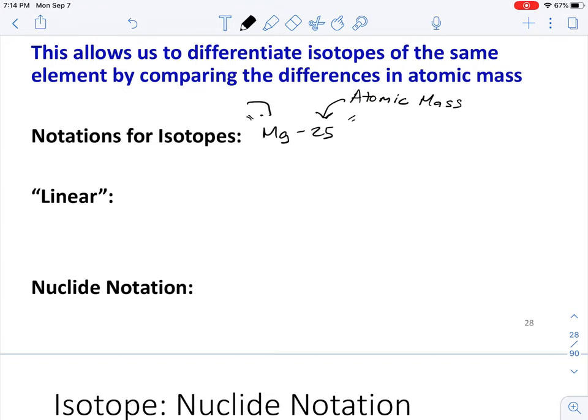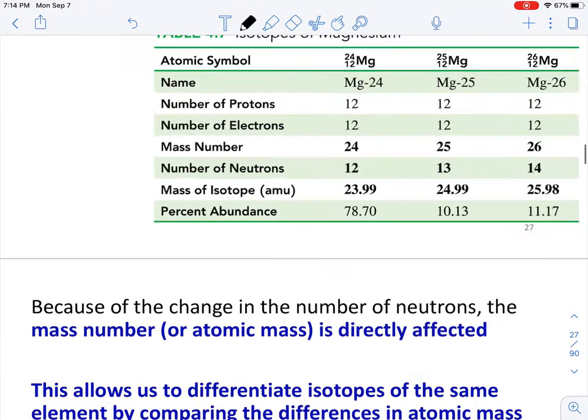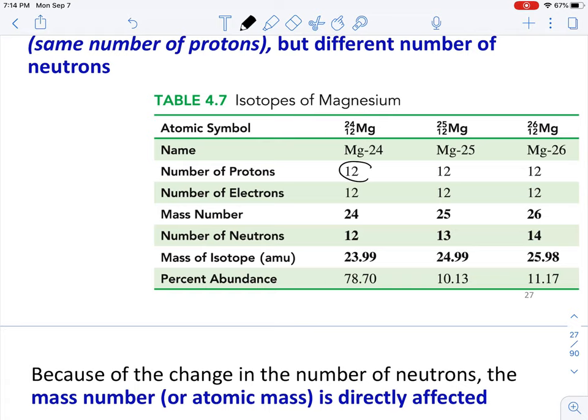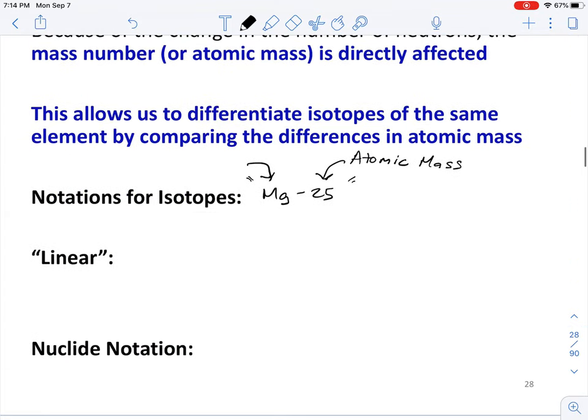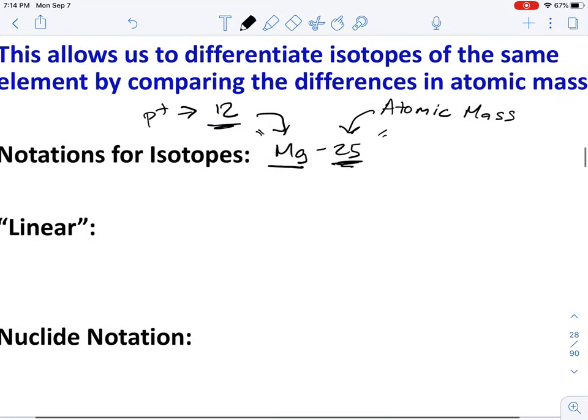So we know that magnesium has an atomic number of 12. If you take 25 minus 12, then you get the number of neutrons. Here we have 12 protons. That will never change because that's a characteristic of magnesium. So if we have 25 minus 12, 5 minus 2 is 3, so 13. We have 13 neutrons.